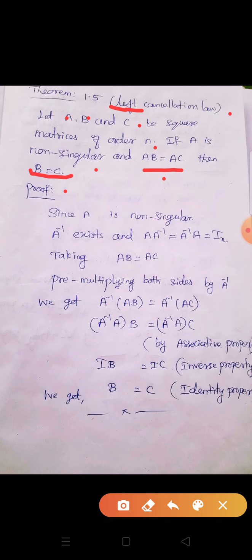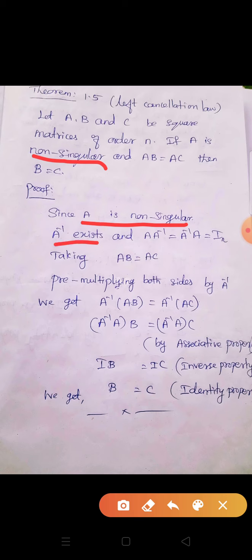How do you understand it? We cancel the left side A, and we get B is equal to C. It is called the left cancellation law. Now we are going to prove it. Given that A, B, C are square matrices of order n and A is non-singular. Since A is non-singular, it means A inverse exists.